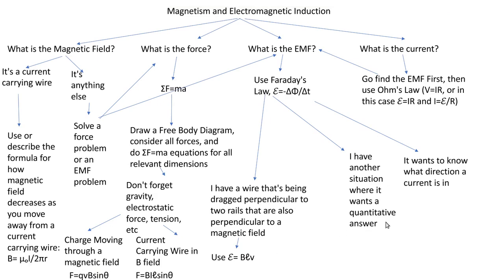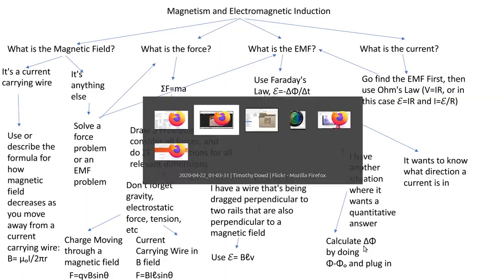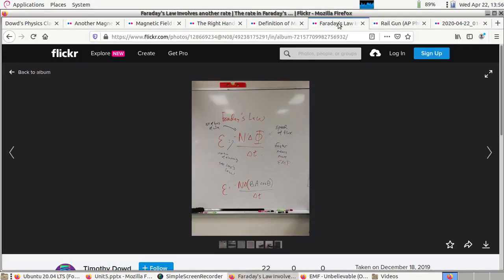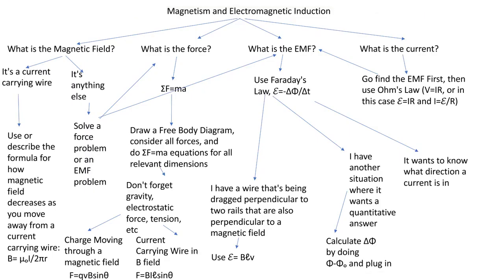If you want any other situation where there's a quantitative answer, basically just figure out what delta flux is. So you can use the equation for flux, BA cosine theta, and just see how much it changes by. And then you can get EMF by doing the change in flux over the change in time. So that one, although I think it's more complicated because the idea of flux, the enclosed field, is a little new to us, it's actually pretty straightforward.